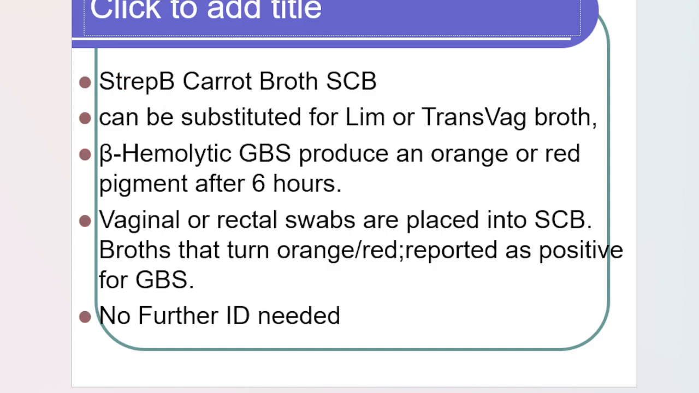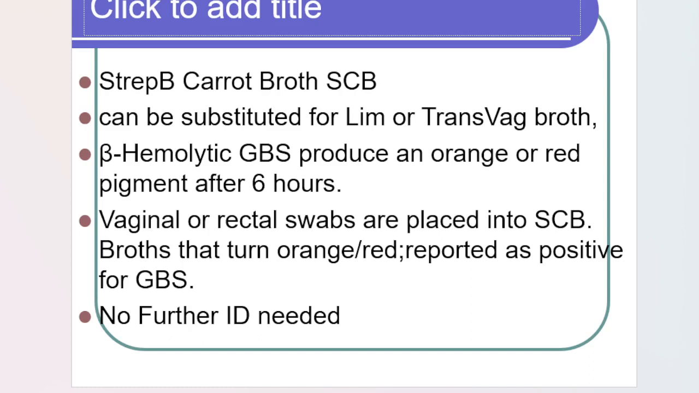Another selective agar is the strep B carrot broth or SBCB. It can be substituted for LIM or Transvaal broth. So, mga beta hemolytic group B streptococci, kagaya ng agalactiae, produce an orange or red pigment after 6 hours. So, ganun siya kabilis. So, vaginal or rectal swabs are placed in strep B carrot broth. Broth turns orange-red, so that is reported as positive. And no further ID is needed if that's the case.